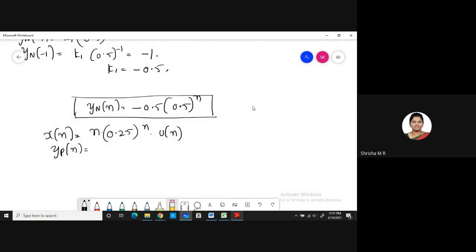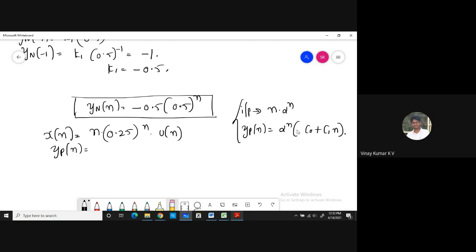Yes or no? Your input is of the form n into alpha to the power of n. What is the structure of the particular response? It is alpha to the power of n into C naught plus C1 into n. Got it? You check the table. If the input is of the form n into alpha to the power of n, your structure of particular response will be alpha to the power of n into C naught plus C1 into n. Clear?